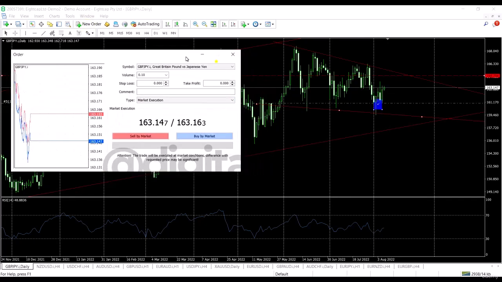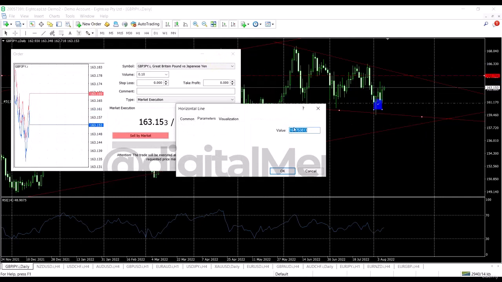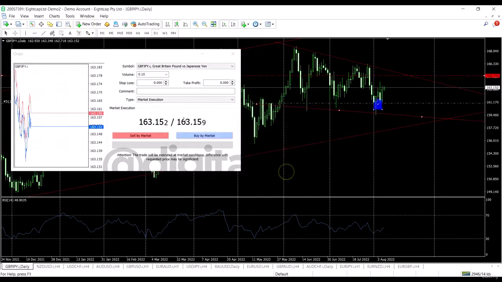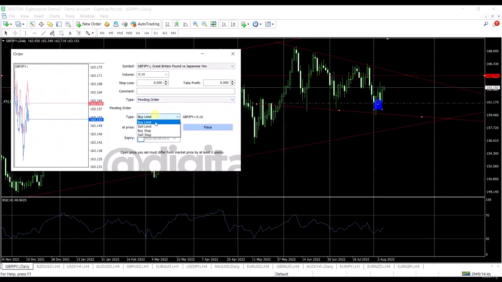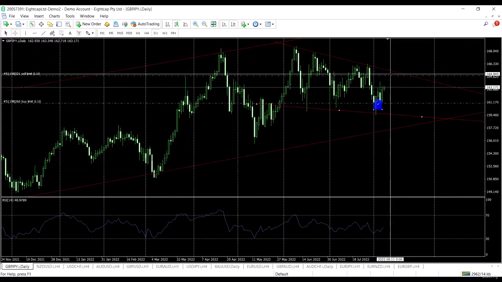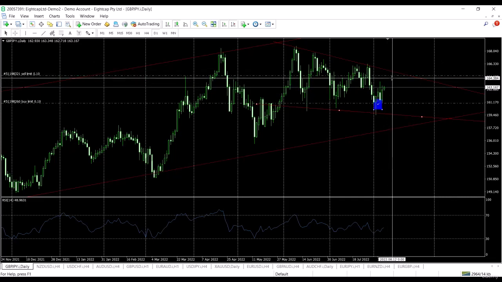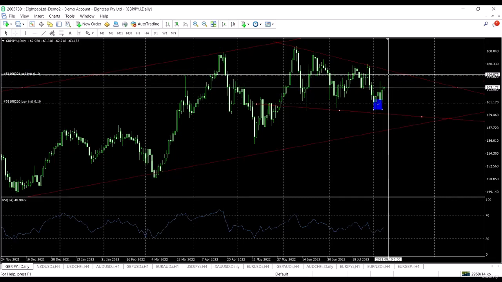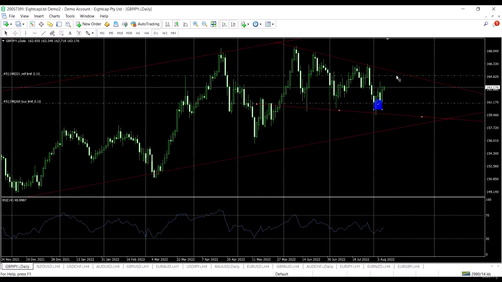Same for sell limit. Come to properties and copy, then come to types of orders, use the sell limit and paste. When I place it, we can see that we now have the sell limit here. When the price comes here and hits our sell limit, our broker will trigger this trade for us and enter this trade, hoping that the market will go downwards. Okay, so that's how we place a buy limit and sell limit order.